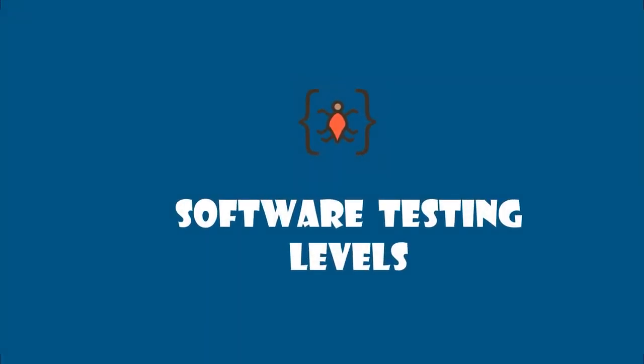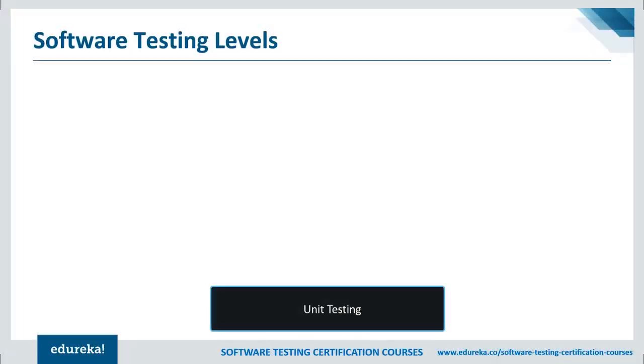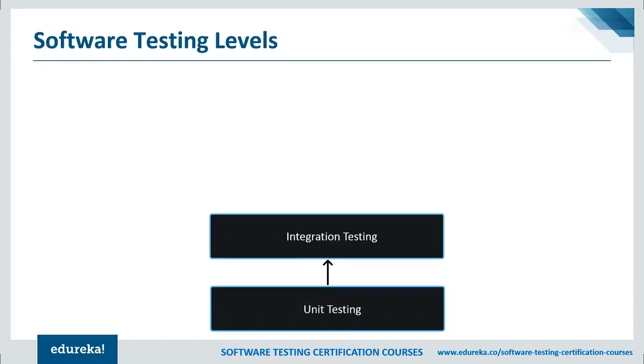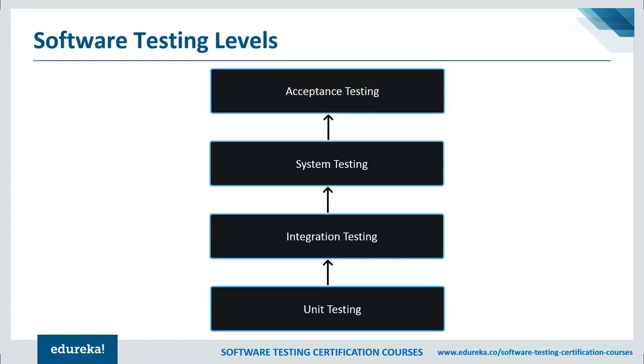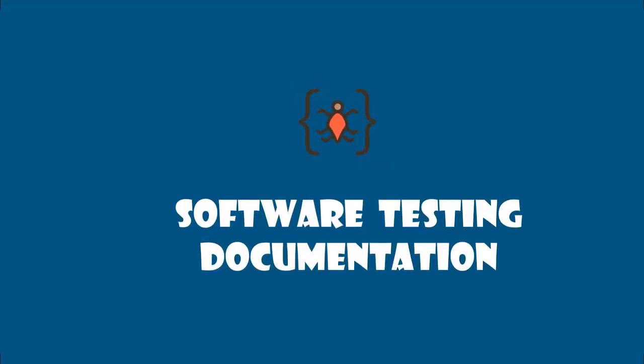Now let's talk about software testing levels. It starts from unit testing, where unit test cases are produced, and then it goes to integration testing, where the software is combined and tested and it produces integration test cases. And then comes system testing, where the integrated software or project is tested. And then comes acceptance testing, where the system needs to be tested for adequacy. So these are the software testing levels that start off with unit testing and end with acceptance testing. Now let's move further and understand software testing documentation.